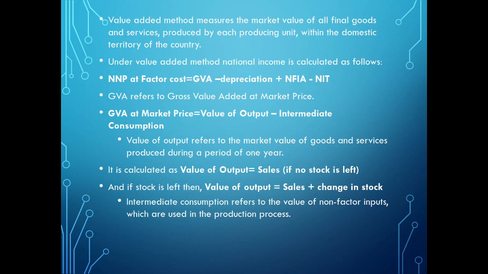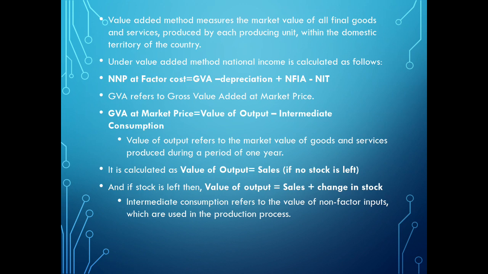GVA at market price or gross value addition at market price can be calculated by subtracting intermediate consumption from value of output. Value of output refers to the market value of goods and services produced during a period of 1 year. It is equal to sales if there is no stock left in the economy, and if there is stock left, then value of output is equal to sales plus change in stock. It means that if producing units in the economy have no stock left with them, then value of output will automatically be the value of sales.